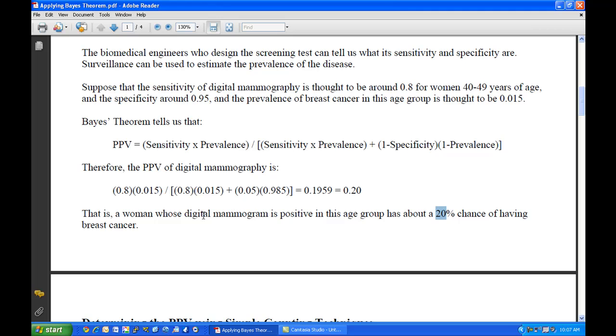All right, that's the end of the first recording. In the next recording, we're going to discuss a simple counting technique for calculating the same positive predictive value.